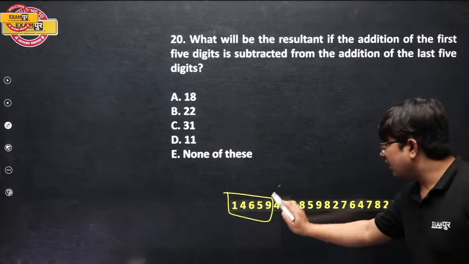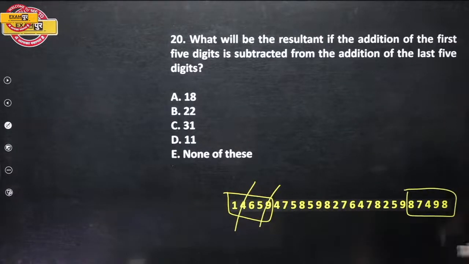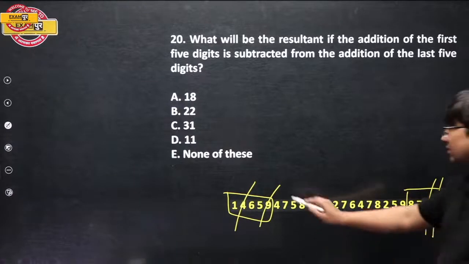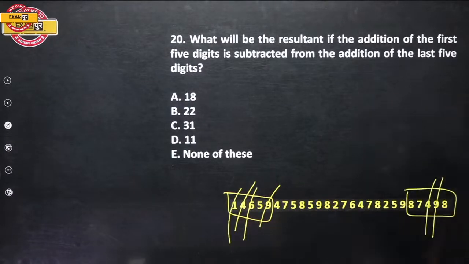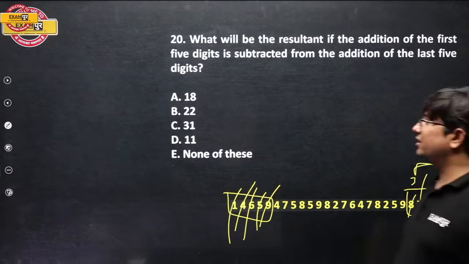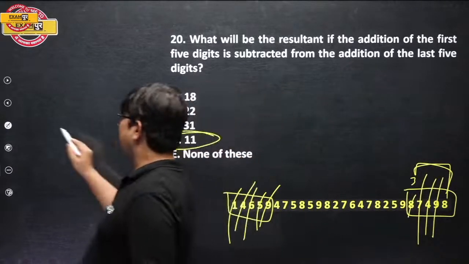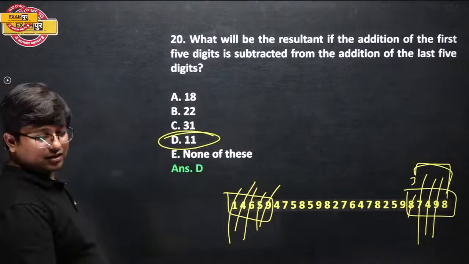Okay, 9 and 4 over here will be cancelled out from this 9 and this 4. Now 6 plus 1, 7 will be cancelled out from this 7. So now here is 5, and if you cancel 8, you will be getting 3 plus 8, 11. And that is the right answer. Option number D, that is 11.